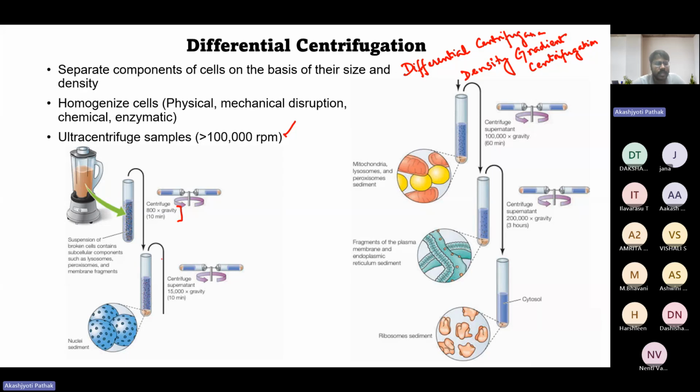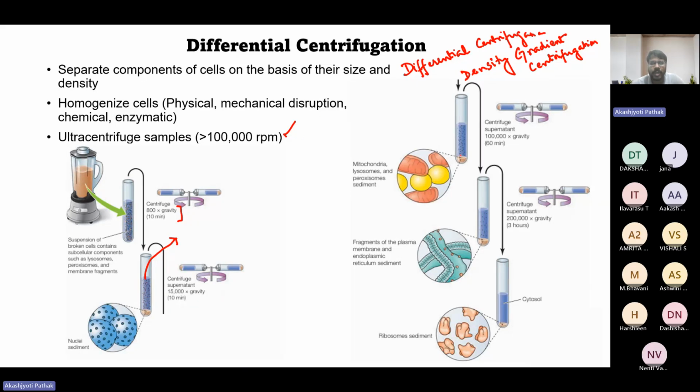So at 800 G, in the sediment you get nuclei, and in the supernatant you have the other components. Now you collect this supernatant, separate it, and subject it to another round of centrifugation, at 15,000 G for 10 minutes. Once you do that, you again get a pellet.